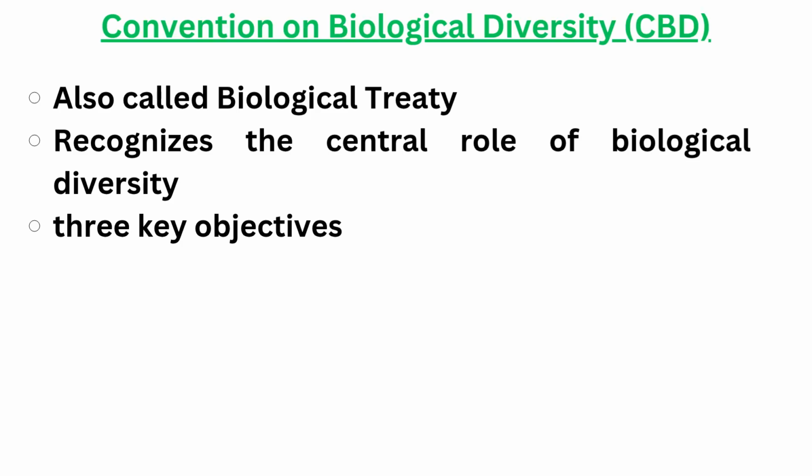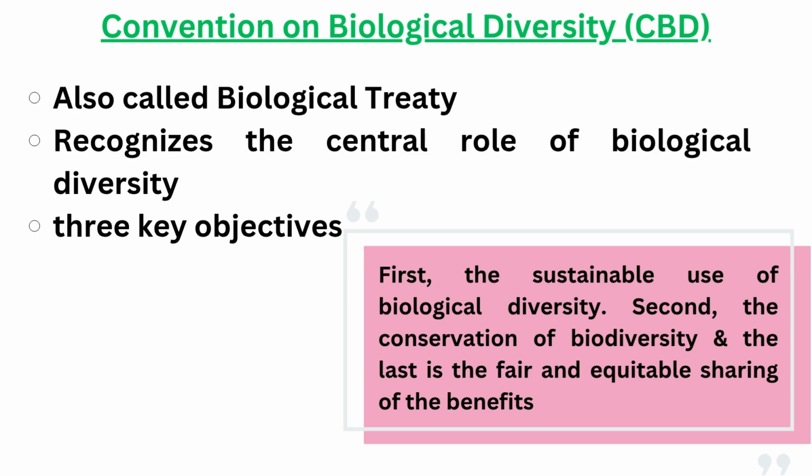The Convention on Biological Diversity, shortly referred to as CBD. It was also called a biological treaty, which recognized the central role of biological diversity. It has three key objectives. The first one is the sustainable use of biological diversity. Second is conservation of biodiversity. And the last one is fair and equitable sharing of benefits. Under the Convention on Biological Diversity, all the countries developed their national strategy to protect their own biodiversity, especially their endangered species. Their main objective is to initiate measures that conserve biodiversity and promote sustainable use for the benefit of present and future generations.